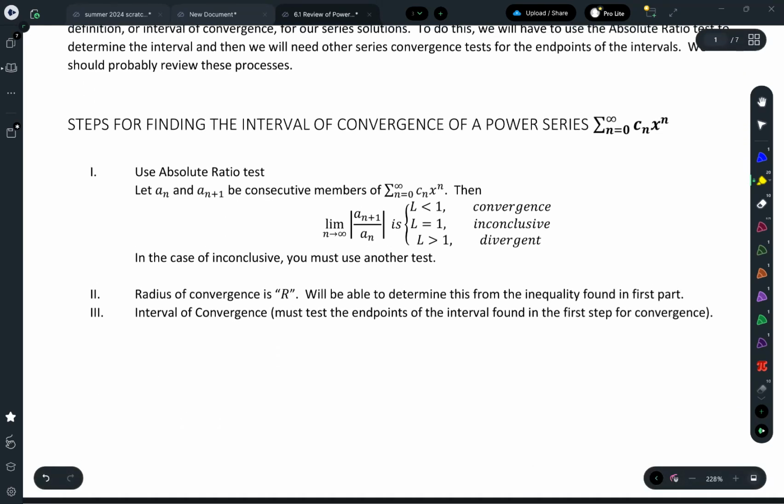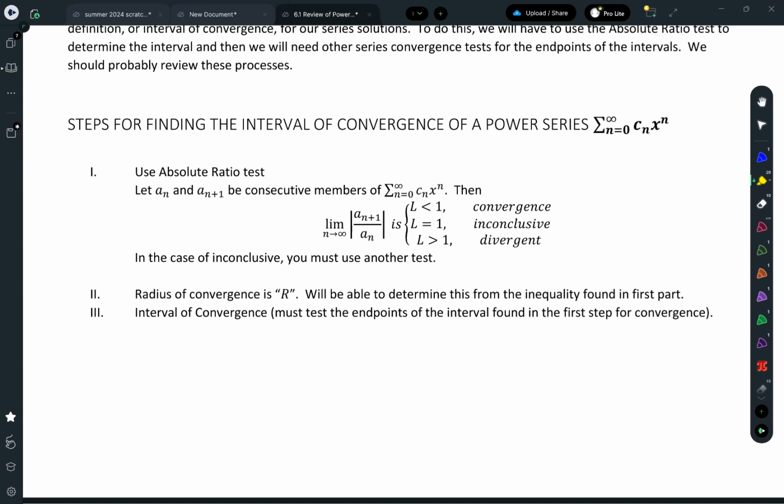So the steps for finding the interval of convergence of a power series, where the series is the sum from n equals 0 to infinity of c sub n x to the n, we would use the absolute ratio test. We let a sub n and a sub n plus 1 be consecutive members of the series. And then we look at the limit as n goes to infinity of the absolute value of the ratio a sub n plus 1 over a sub n.